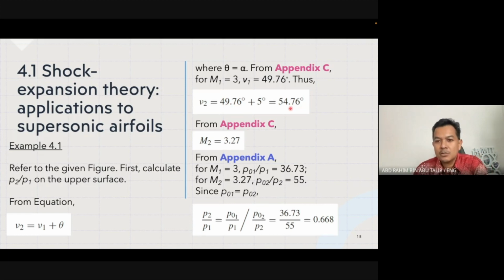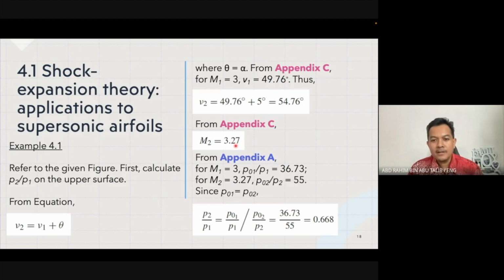So 5 plus 49.76, you will then obtain 54.76 degrees. Using the same appendix, when you look at 54.76, you wouldn't find exactly 54.76. Just use the value nearby and try to interpolate to get the corresponding value of the Mach number. From Appendix C, using this value, you find the nearest value for V2, and then get the Mach number M2 that is interpolated to become 3.27.